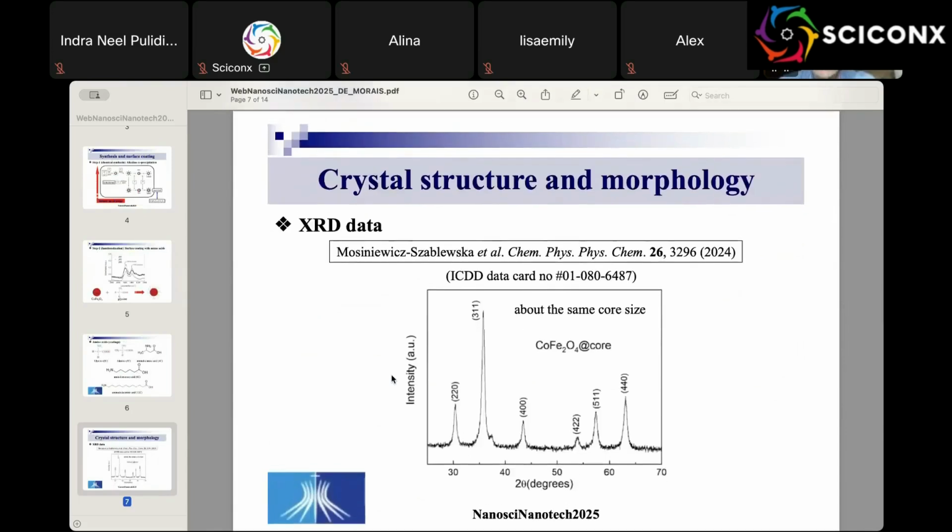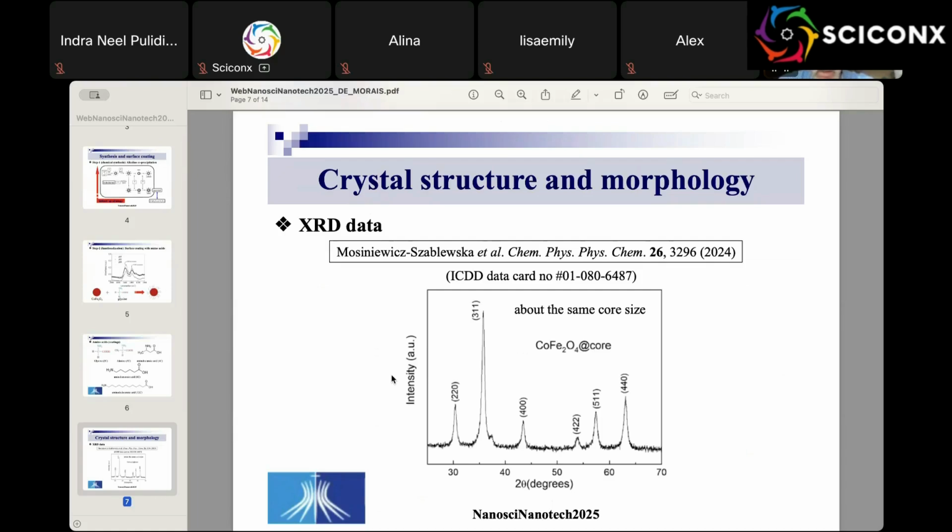Okay, so here is a typical crystal structure of the synthesized nanomaterial. You can see the standard reflection lines from the X-ray diffraction data, typical of cobalt ferrite. You can see the ICDD card number and the peaks appearing on the spectrum. It agrees completely with the ICDD data card.